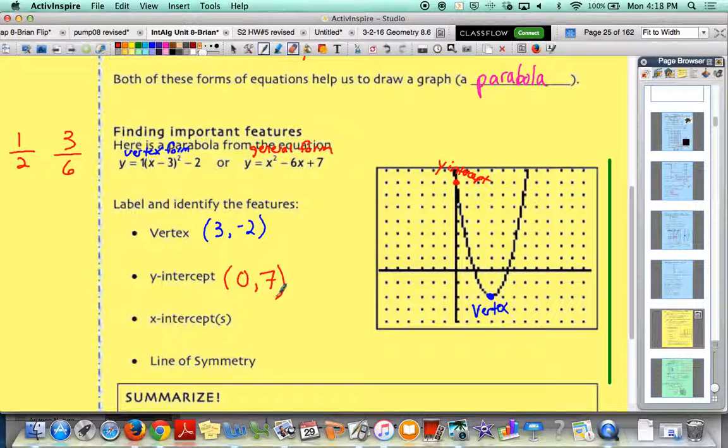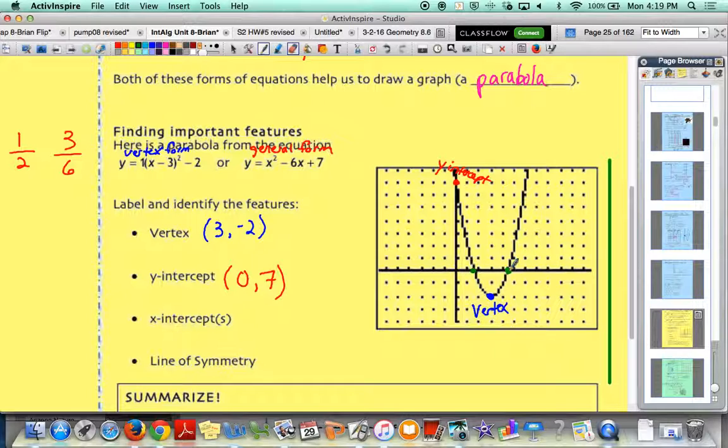A quadratic equation is only going to have one y-intercept. However, it is going to have oftentimes two x-intercepts. Not always. Sometimes it will have one x-intercept. Sometimes it will have no x-intercepts. But this time, we've got an x-intercept here and here.